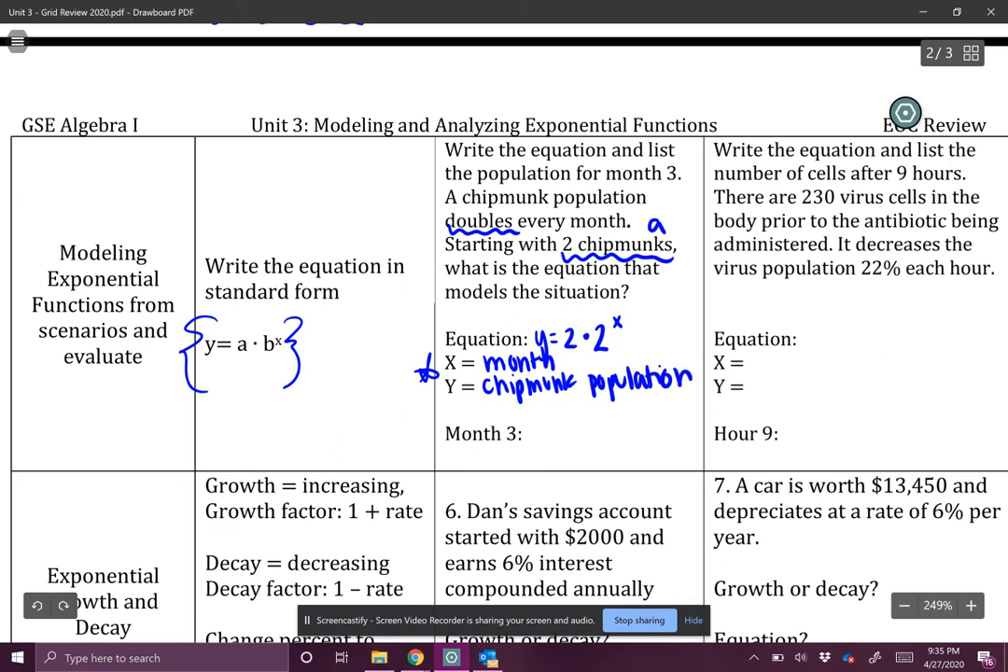So here, if we were deciding what month 3 was, we would substitute a 3 into our equation for x. 2 to the third power is 2 times 2 times 2, which is 8. 8 times 2 is 16. So we know at month 3, there would be 16 chipmunks. Remember, a lot of people try and define x and y as numbers, but we're looking for a variable in that case.